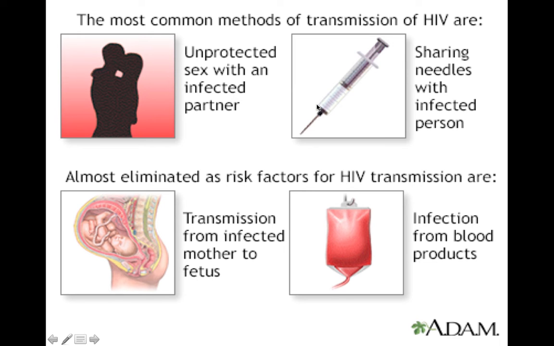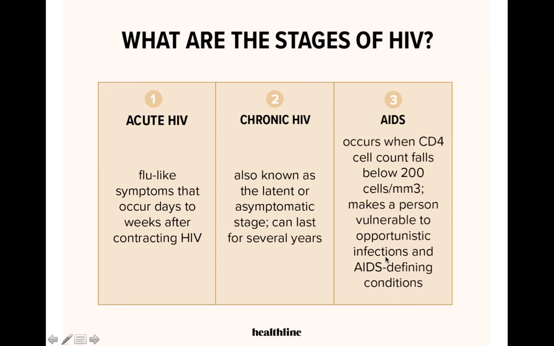Now, the most common methods of transmission of HIV. As we can see, these are the most common methods through which HIV is transmitted. One is unprotected sex with an infected partner. Two, sharing needles with an infected person. And then the other risk factors, almost eliminated, are transmission from an infected mother to child, and infection from blood products.